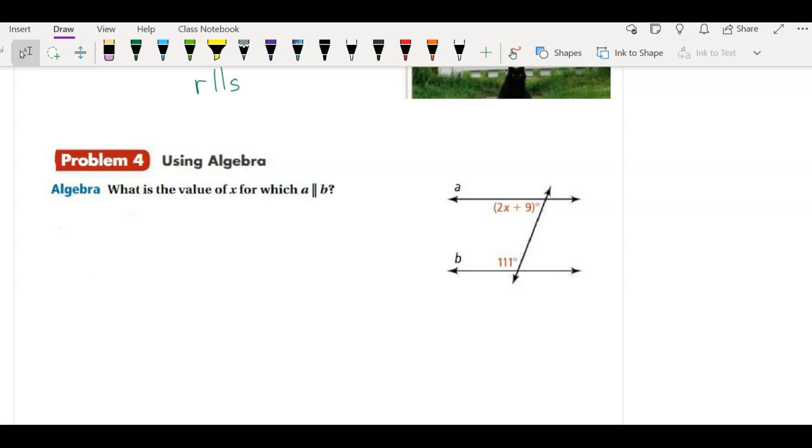Okay, last problem. What is the value of x for which A would be parallel to B? It's looking for the value of x that would make these two lines parallel. So what kind of angles do I have? I have same side interior angles. Now what is the sum of these two angles if A and B were parallel?